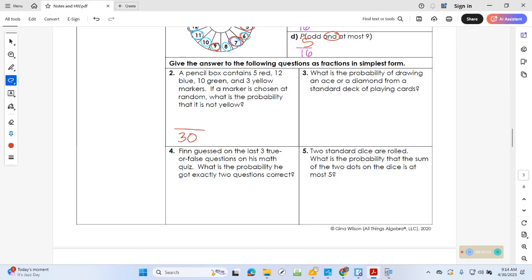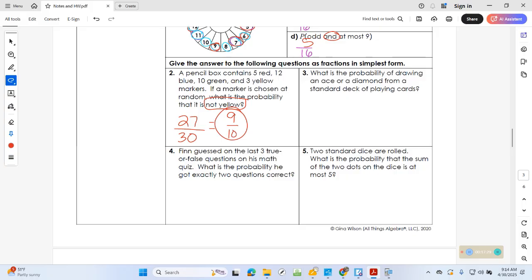Agree. What is the probability it's not yellow? So how many of them are not yellow? 27. See, this is easy. You just have to do a lot of reading. Okay, does that reduce, 27 over 30? Yeah, what does it reduce to? 9 over 10. Okay. Like I said, I don't think we need to get crazy and do every single one of these, so we're just going to do a couple more. We'll do a couple in the back. Let's do 3, and then we'll go to the back.